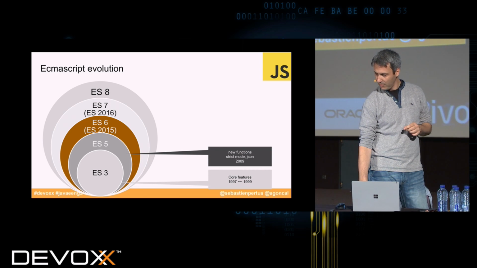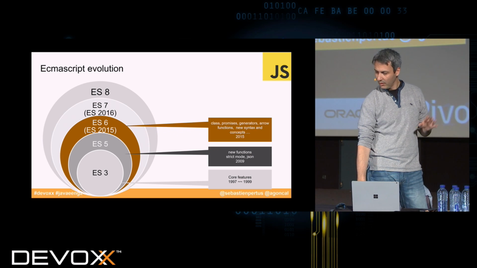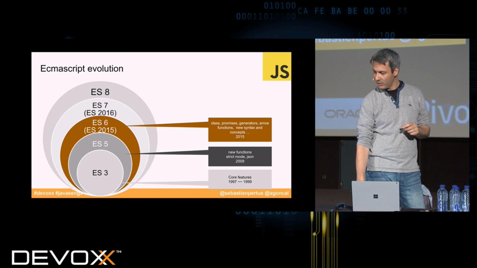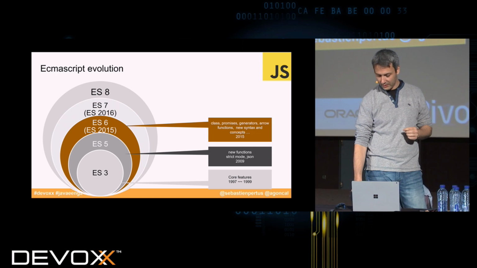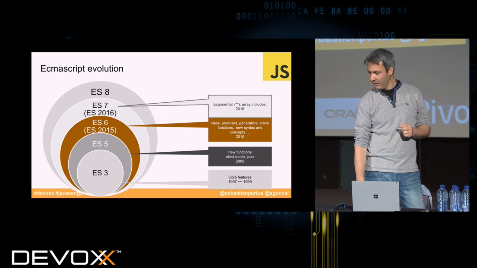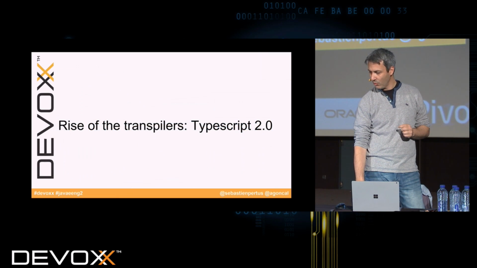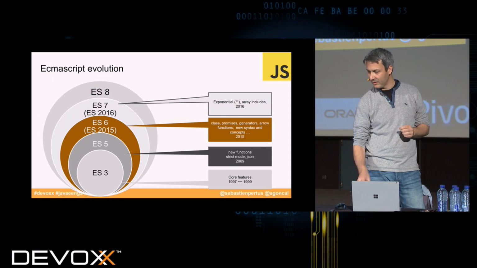We have the core features. We will have in ES5 new functions. The big deal with ES6 today, with class, promise, generators, etc. Array functions, I love it. ES7 and tomorrow ES8.